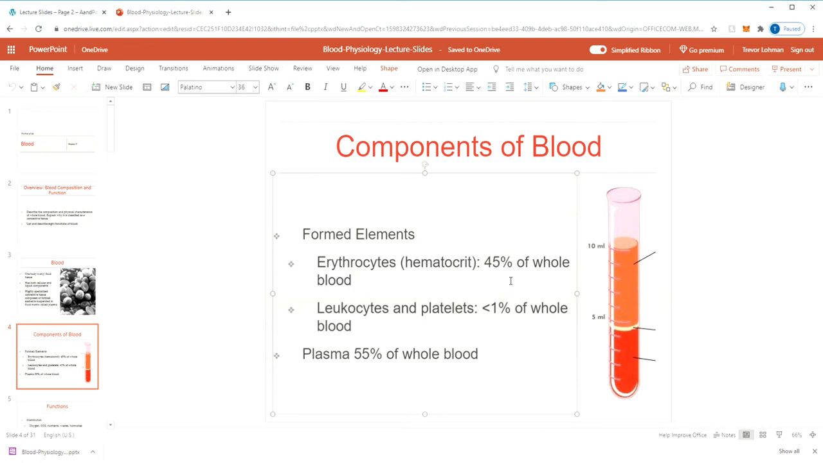The other formed elements are leukocytes and platelets. So these are white blood cells and platelets. These make up less than 1% of whole blood. And there's this little thing here called the buffy coat. It's this white line that divides the plasma from the hematocrit. Very small amount as a percentage. And then the remaining 55-ish percent is plasma, and together that's whole blood. You can cause blood to separate like this if you put it in a centrifuge and spin it around. The different components separate by density, and you're left with this vial where you can look and see if the percentages make sense.